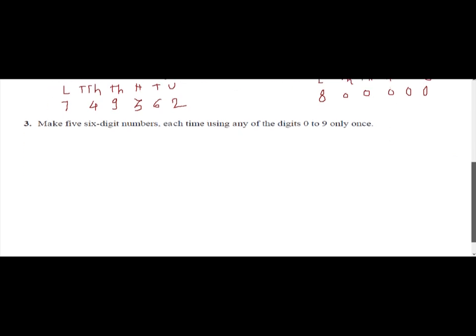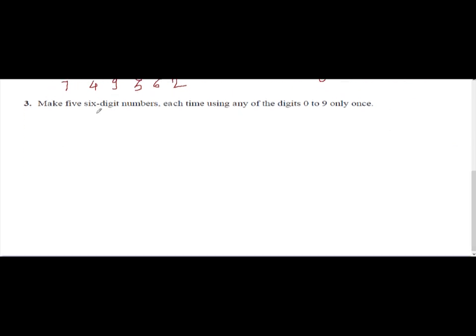Last question from this problem set. Make 5 6-digit numbers. That means we have to make the 5 6-digit numbers. 1, 2 and here it is 3 and here it is 4 and 5. Make 5 6-digit numbers each time using any of the digits 0 to 9 only once. Yeah, you have to write only once.